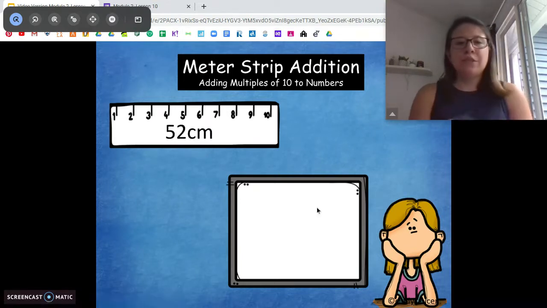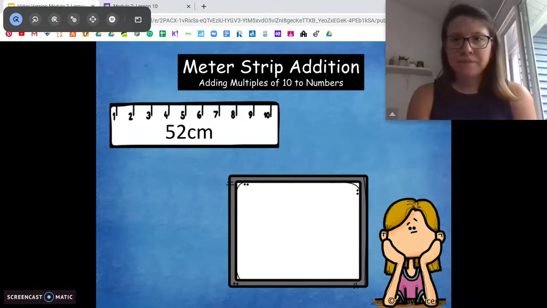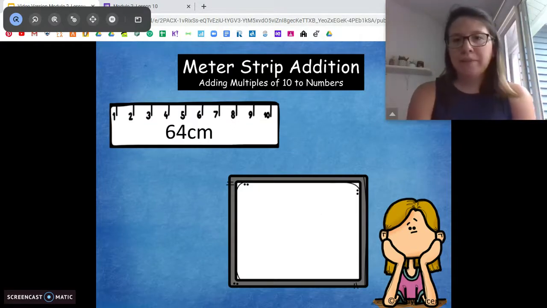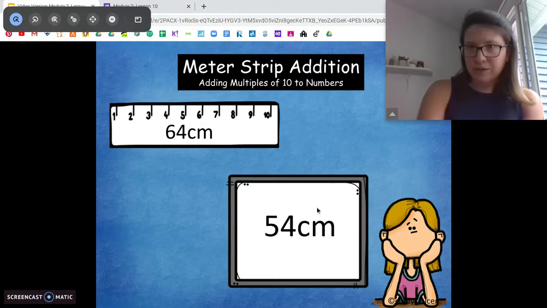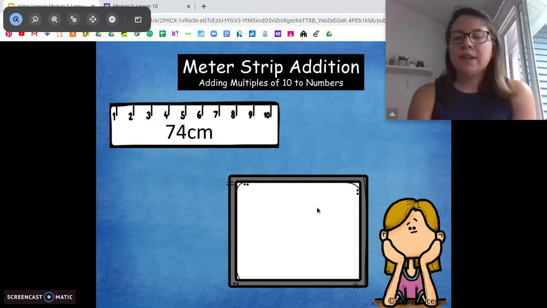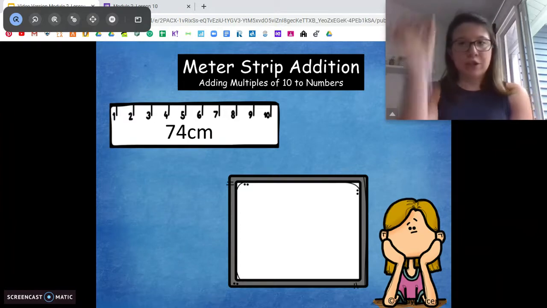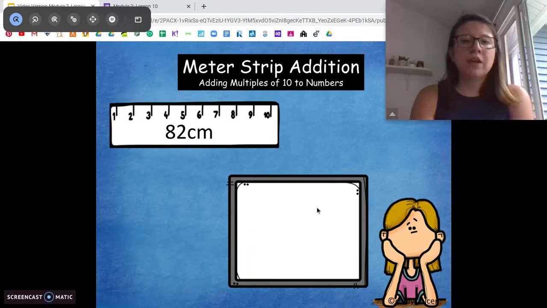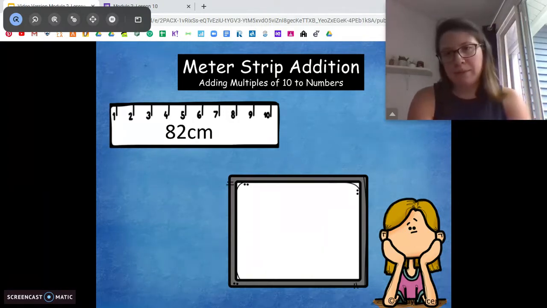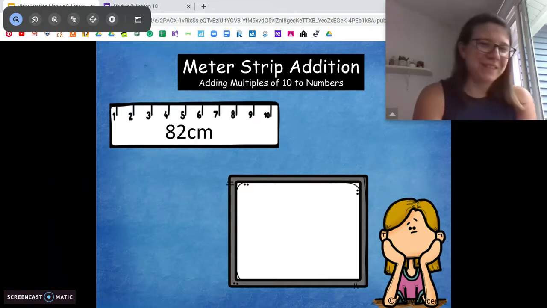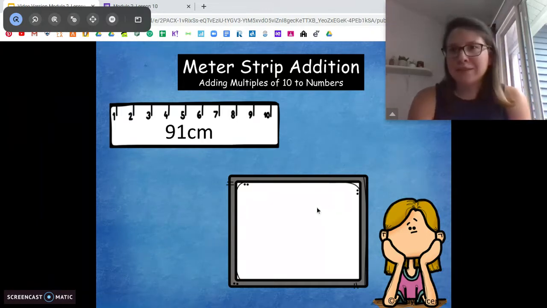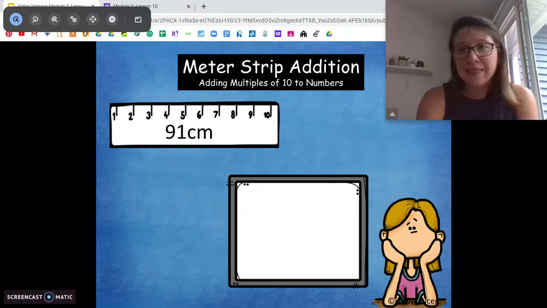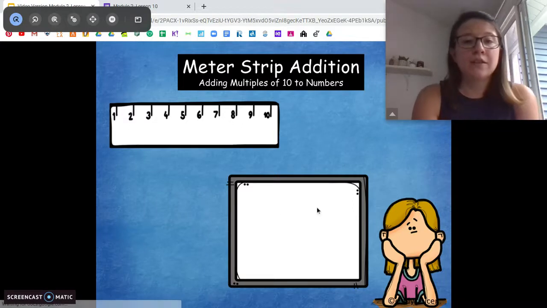Here we go. 52 centimeters, 10 less would be 42. Awesome. 64 centimeters, 10 less would be 54 centimeters, very good. 74 centimeters, 10 less would be, again, remember, just changing that 10 value. 64 centimeters, very good. 82 centimeters, 10 less would be 72 centimeters, awesome. 91 centimeters, don't get tricked by the bigger number, it's okay. 91 centimeters, 10 less than that is 81, awesome.